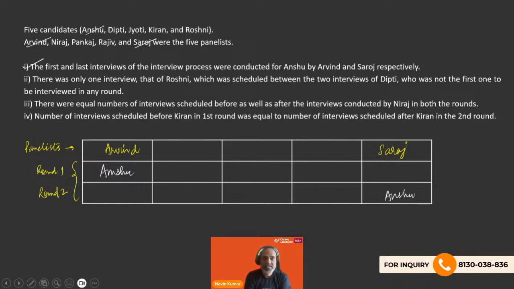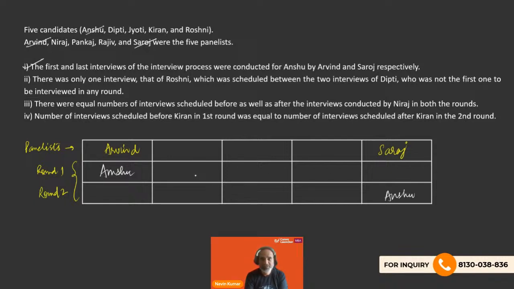Then the second statement says there was only one interview, that of Roshni, which was scheduled between the two interviews of Dipti, who was not the first one to be interviewed in any round. So basically, Dipti is supposed to have two interviews. Between the two interviews of Dipti, we are supposed to have only one more interview, and that is going to be Roshni's, right?